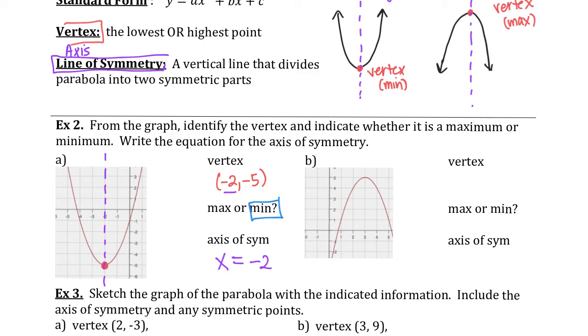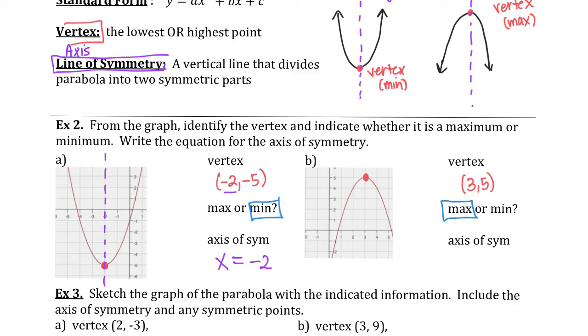Okay, I'm going to identify the features on the next graph as well. Okay, this one is opening in the downward direction. The vertex is this point right here. I label it as an ordered pair. So in this case, the x-coordinate is 3. The y-coordinate is 5. And the vertex is always an ordered pair because it's a point. Is it a maximum or a minimum? Look and see if this is the highest or the lowest point on the graph. Because it is the highest point on this graph, it is a maximum.